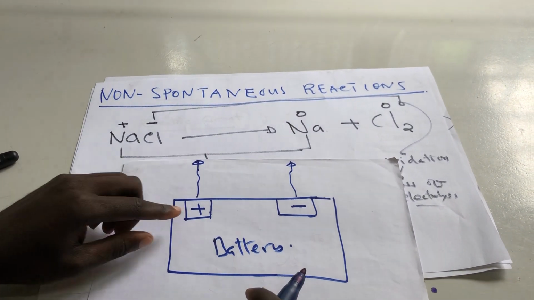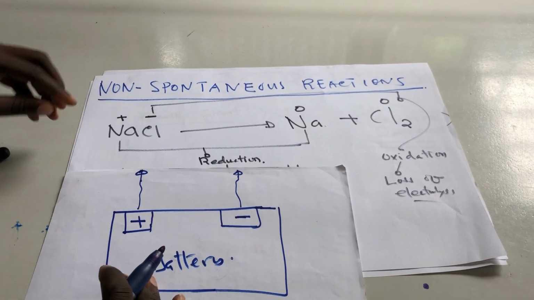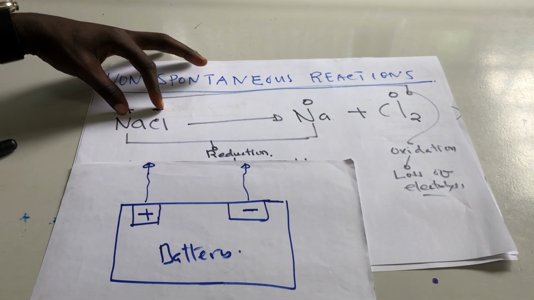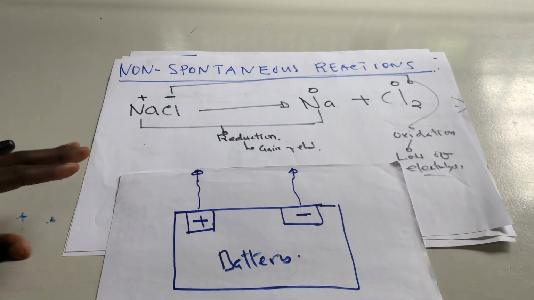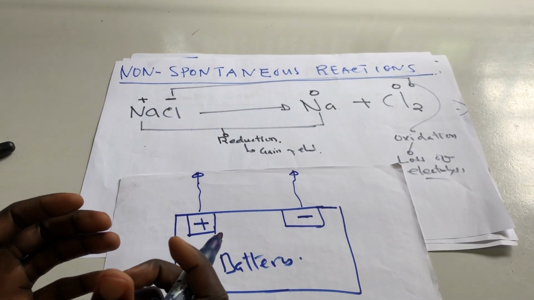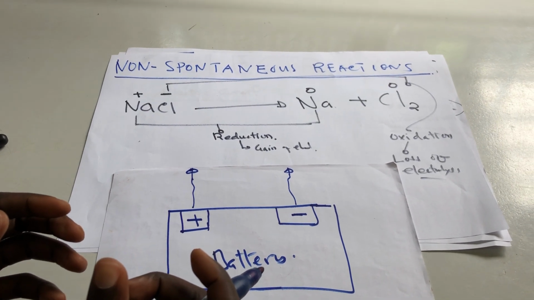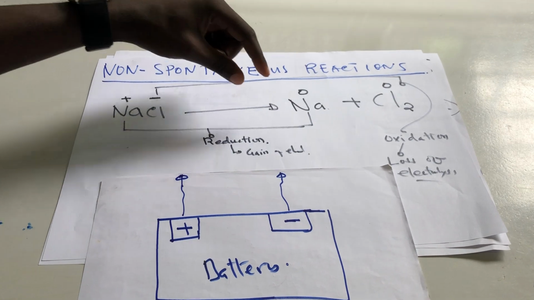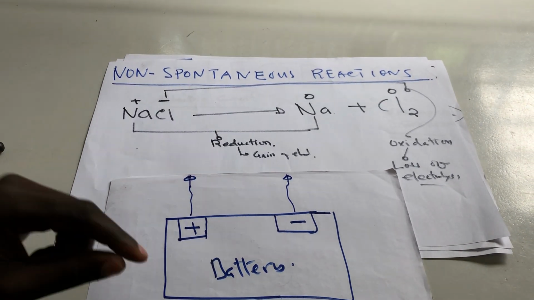So kwenye battery kuna positive part pamoja na negative part. So ukichukua solution ya sodium chloride ukidissolve kwenye water and then ukatumia kile kifaa kinachoitwa, ukafanya setup ya electrolytic cell, you will find that this reaction will occur. Why? Itatokea kwa sababu umetumia current.